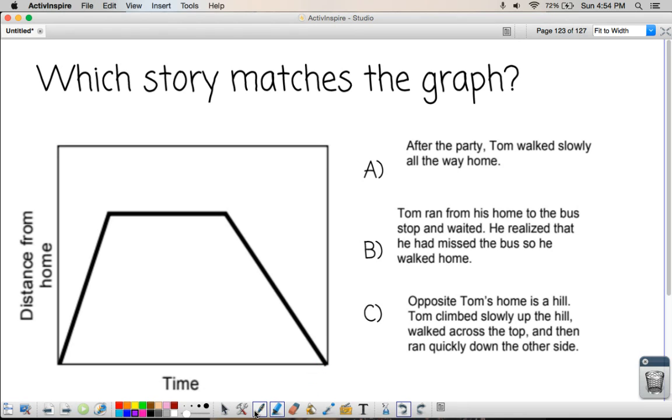So if we're looking at what's happening, after the party, he walked slowly all the way home. So you would just have one line. B, Tom ran to the bus stop and waited. He missed it, so he walked home. Then we have this hill where he climbed slowly. Then he walked across the top a little bit faster. And then he ran to the other side. So the one that looks most like this is B.